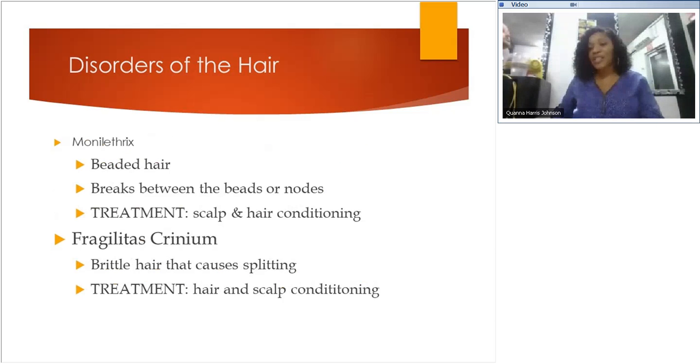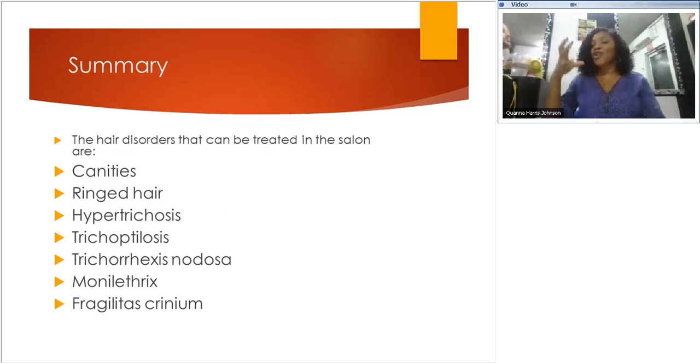Then we have monilethrix, and this is where the beads within the hair shaft start to break and split. What you have to do is go in and do a scalp and conditioning treatment. Also, you have what is called fragilitas crinium, and this is brittle hair caused by splitting, and the hair will split along the hair shaft. The treatment for this will also be hair and scalp treatment. As I said before, use your deep conditioner, place your client under the dryer or a steamer so that it can open the cuticles and your moisture will go in and help to solve your problem.